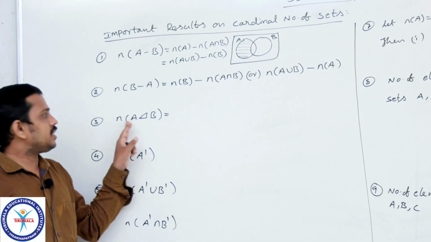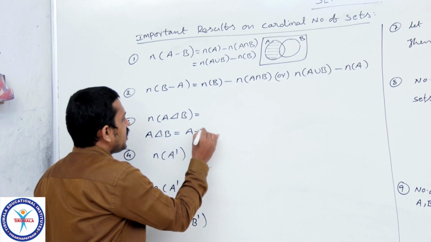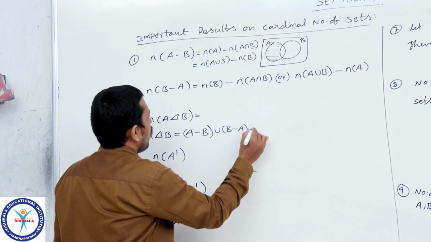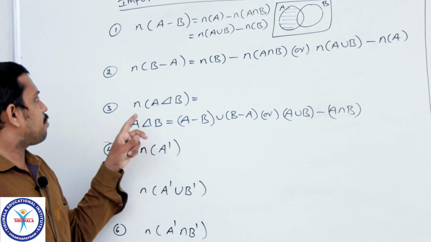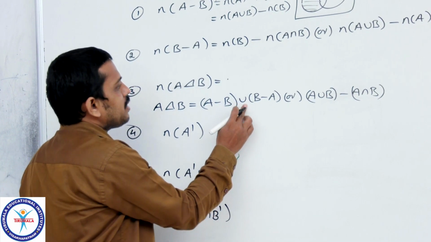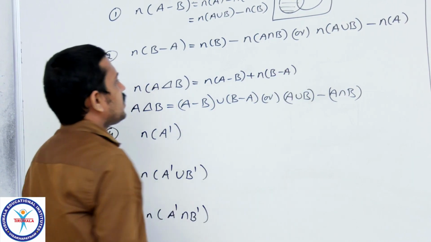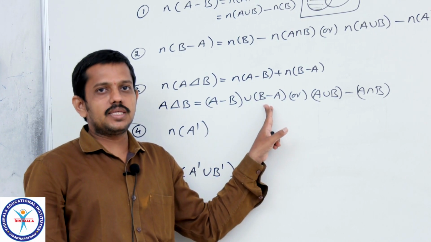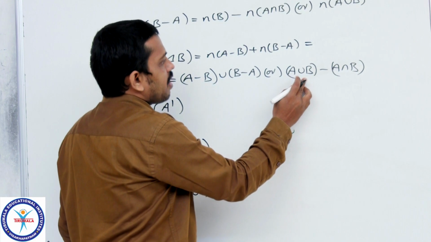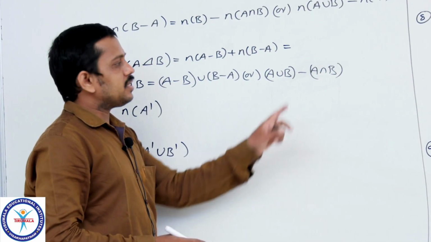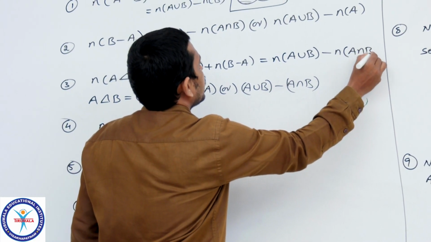Next, what is the number of elements in A delta B? A delta B, the symmetric difference of two sets, is A minus B union B minus A, or A union B minus A intersection B. Based on this, the number of elements in A delta B is, since union means plus, n of A minus B plus n of B minus A, that is, the number of elements in A minus B plus the number of elements in B minus A. This is equal to the number of elements in the symmetric difference of A and B, or we can also write it as the number of elements in A union B minus the number of elements in A intersection B.